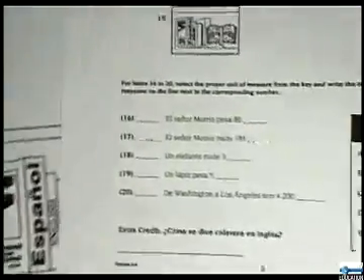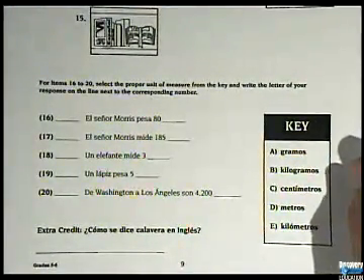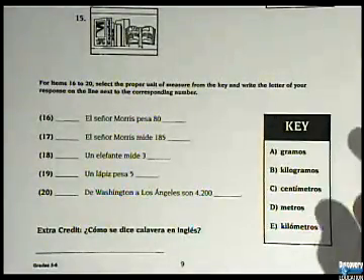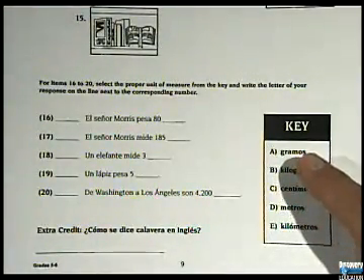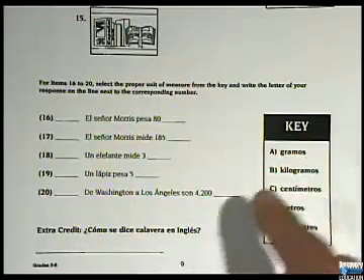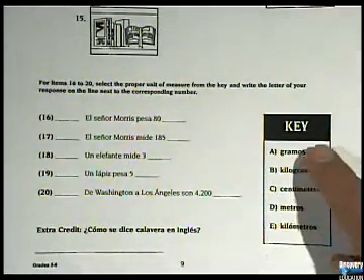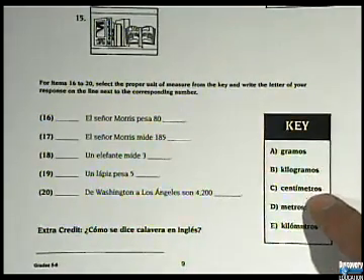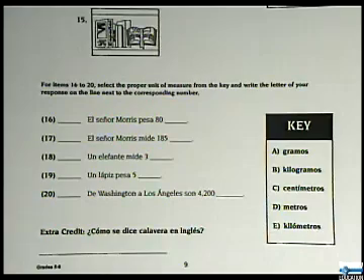Okay, let's look now at numbers 16 through 20. On numbers 16 to 20, select the proper unit of measurement from the key and write the letter of your response on the line next to the corresponding number over here. Okay, we have gramos, kilogramos, centímetros, metros, y kilómetros. Okay, let's go ahead and begin with number 16.